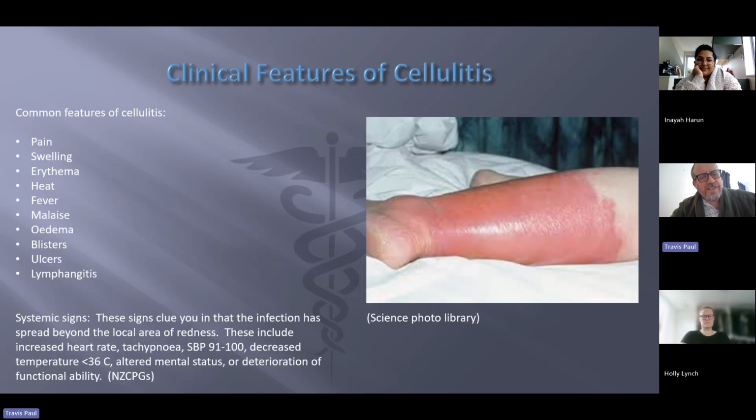Clinical features common in cellulitis are pain, swelling, erythema, heat, fever, malaise, edema, blisters, ulcers, and lymphangitis. Systemic signs let you know that the infection has spread beyond the local area of redness. It's increased heart rate, tachypnea, systolic blood pressure of 91 to 100, decreased temperature, altered mental status, and deterioration of their functional ability. Pretty much your sepsis guidelines.